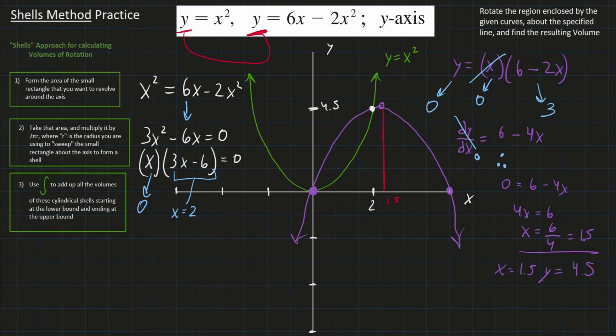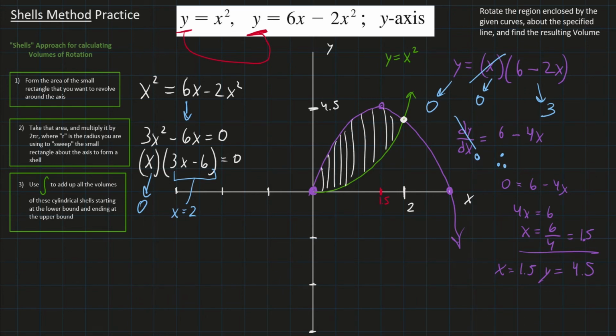So let me just make my graph look a little more realistic here. So I move this over here. So the x of this intersection will be 2. And our enclosed region will be this one right here. It was a bit messy, but this stuff happens. I'm going to take this area and rotate it about the y-axis.